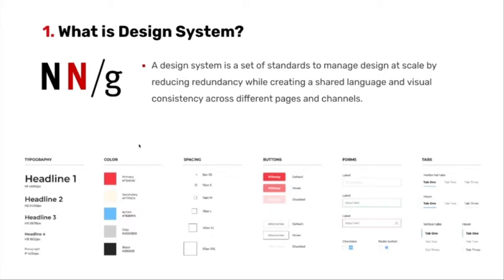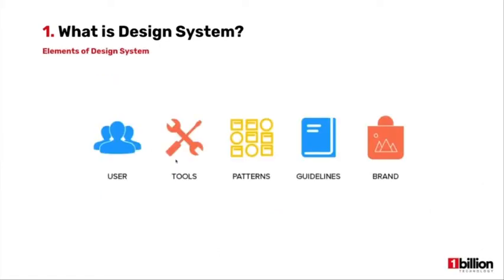So what NN Group says, NN Group is a leading UX research company, is that a design system is a set of standards to manage design at scale by reducing redundancy while creating a shared language and visual consistency across different pages and channels. So basically, this is a structure where you can see typography, color, spacing, buttons, forms, tags, basically principles to follow across the product. And these are the main elements of the design system.